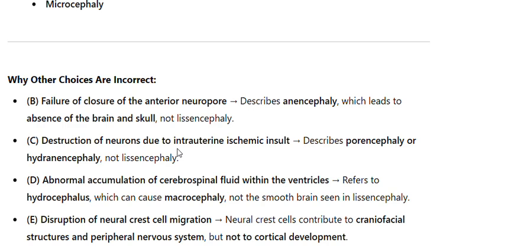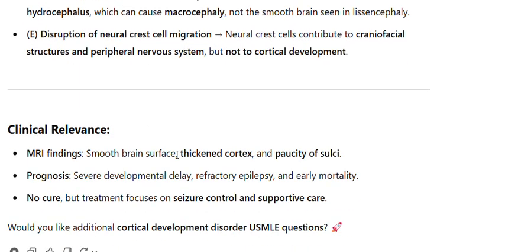Clinical relevance: MRI findings, smooth brain surface, thickened cortex, and paucity of sulci. Prognosis: severe developmental delay, refractory epilepsy, and early mortality. No cure, but treatment focuses on seizure control and supportive care.